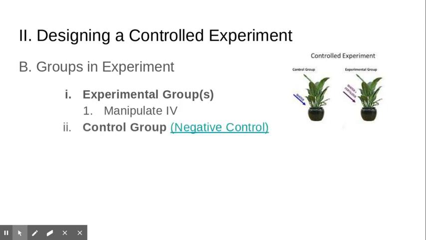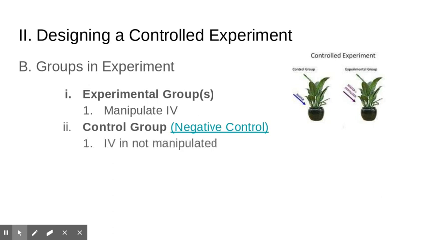Let's look at groups that exist within an experiment. So there's always the experimental group or groups. These are the groups that receive the independent variable, or the independent variable is manipulated. So in our video that we just watched, the experimental group was pot A that received the fertilizer. There would also be a control group. And in the video, the control group was group B.